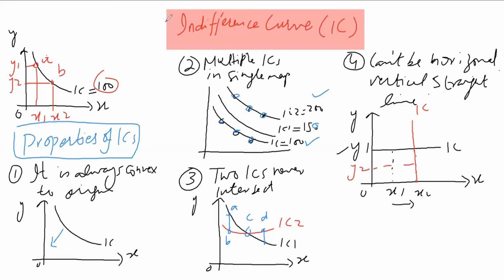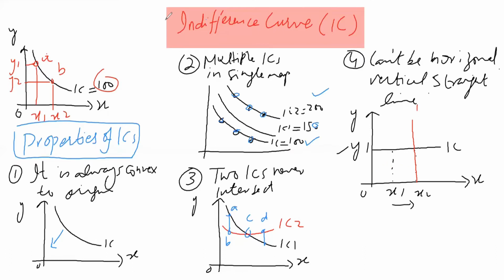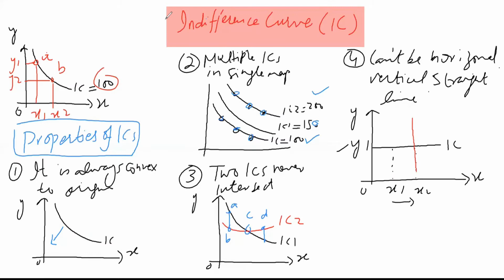Similarly, if it is a vertical straight line, then again it is against the basic property, because this shows that we can purchase X2 quantity of X good even if we purchase Y1, Y2, or Y3 quantity of Y good. But again it is against the basic property that whenever we purchase more quantities of one good, we have to sacrifice some units of another good. But in this situation, we are getting more units of Y, but we are not sacrificing X good.